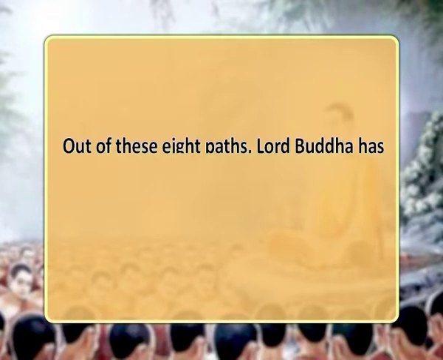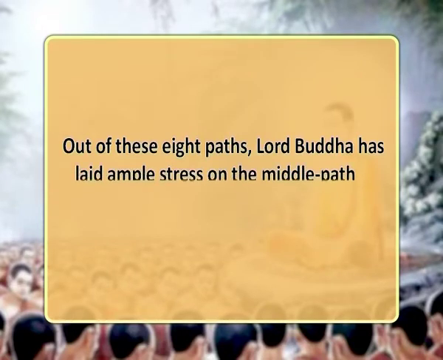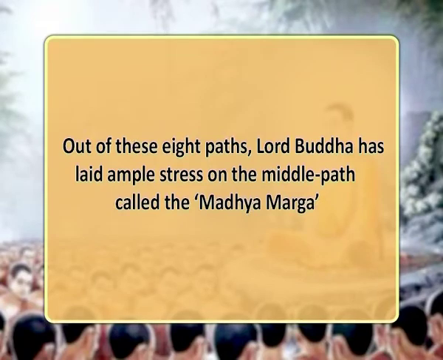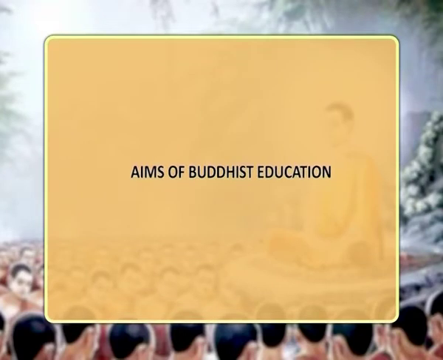Out of these 8 paths, Lord Buddha has laid ample stress on the middle path called Madhya Marga, which entails that man should avoid both extremes, that is, a life of comforts and luxuries and a life of severe asceticism. Such an approach is sure to show the humanity the real path to progress and ensure welfare to humanity. Let us now study some important aims of Buddhist education.